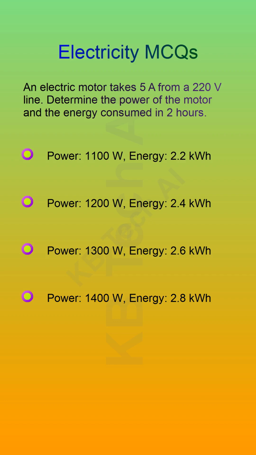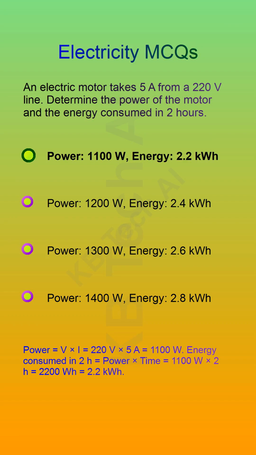An electric motor takes 5 ampere from a 220 volt line. Determine the power of the motor and the energy consumed in 2 hours. Option 1, power, 1100 watts, energy, 2.2 kilowatt-hour, option 2, power, 1200 watts, energy, 2.4 kilowatt-hour, option 3, power, 1300 watts, energy, 2.6 kilowatt-hour, option 4, power, 1400 watts, energy, 2.8 kilowatt-hour. The answer is option 1, power, 1100 watts, energy, 2.2 kilowatt-hour.